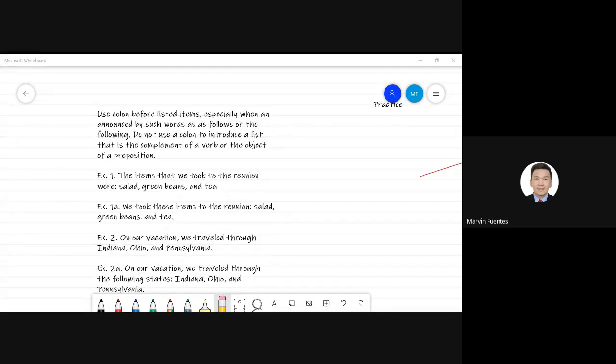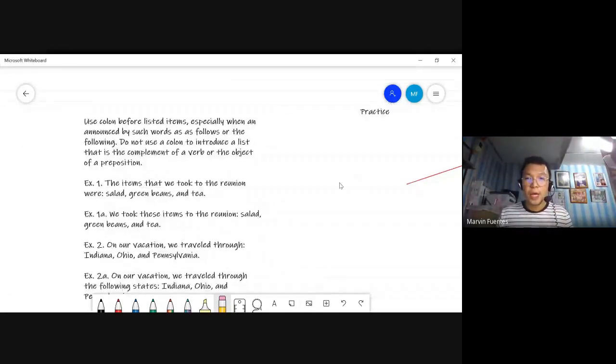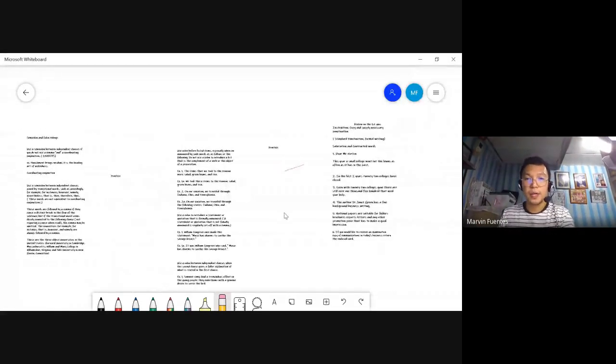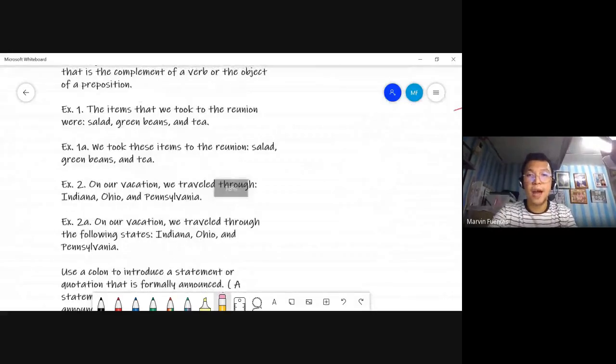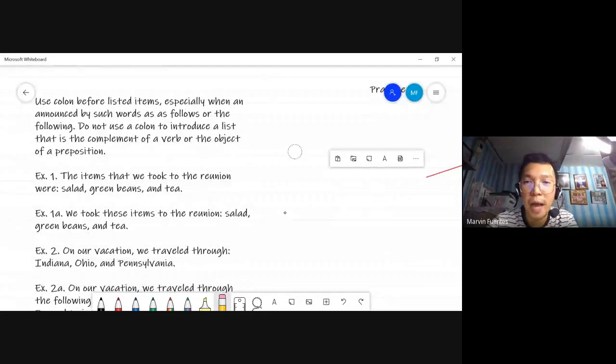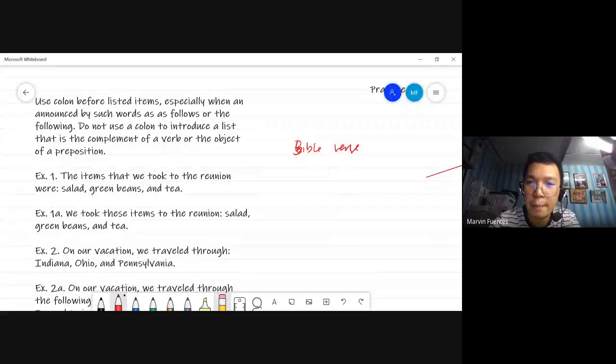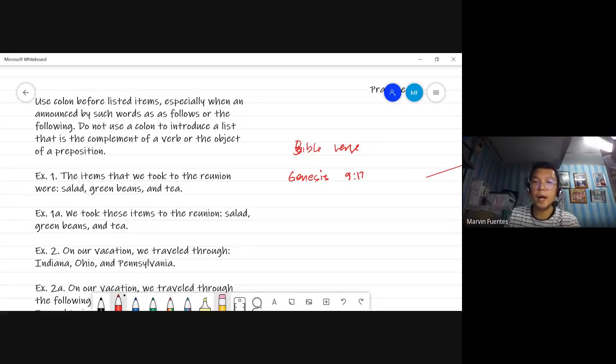Yung dalawang madaling rulings pagdating sa colon natin. We have this, for example, yung mga devout Catholics sa inyo who are very inclined in terms of the Bible. All right? So, we have these Bible verses. Bible verse, for example, Genesis. You have to capitalize it. Then chapter 9, verse 7 or 17. That is one ruling pagdating sa paggamit ng colon natin.